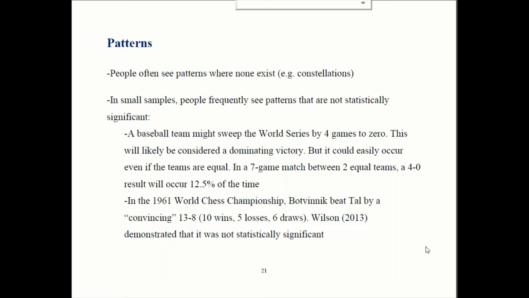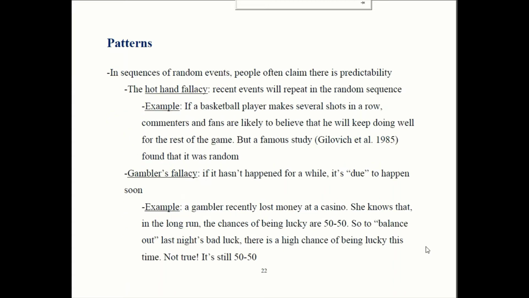So people are biased to finding patterns that often aren't there. A couple of particular patterns people often fall for are called the hot hand fallacy, and also the gambler's fallacy. So let's say you have some random sequence of events. The hot hand fallacy says that if something's happened a lot recently, it's going to happen again. If the sequence, though, really is random, that's not true.